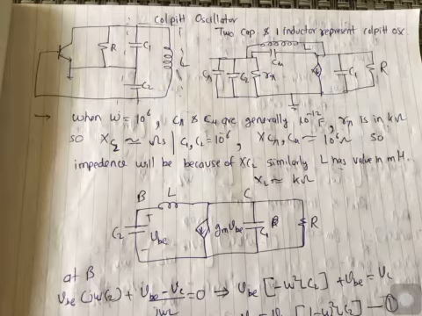RC phase shift and Wien-Bridge oscillators are used to generate frequencies in the order of kilohertz, whereas Colpitts and Hartley oscillators are used to generate frequencies in the order of megahertz.